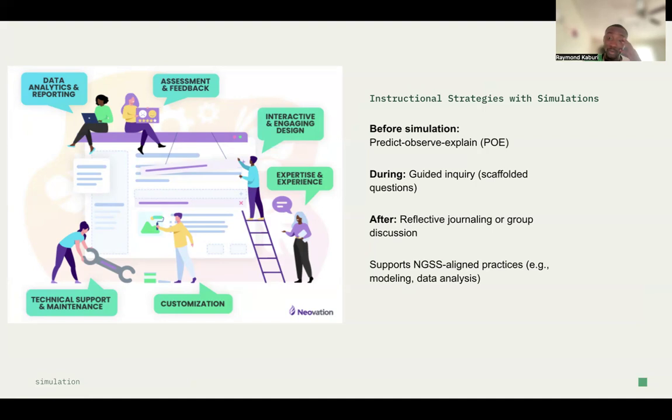And during it, we have to do a guided inquiry using scaffolding questions to get a deeper understanding of what they are doing. And after, we do reflective journaling, either in groups or as individuals in the classroom. And by doing all this, we will align with our practices and it will help us to have proper data analysis and report writing.